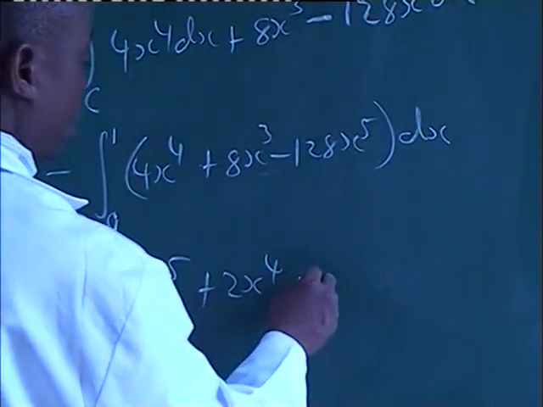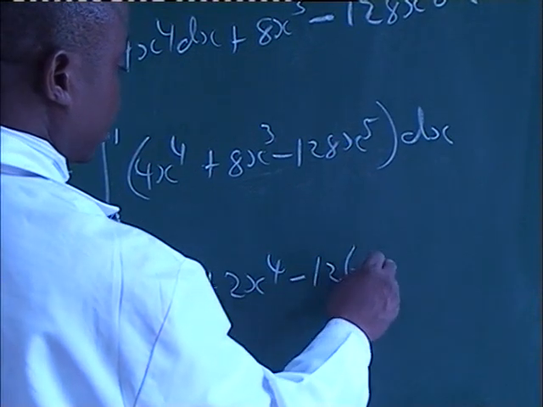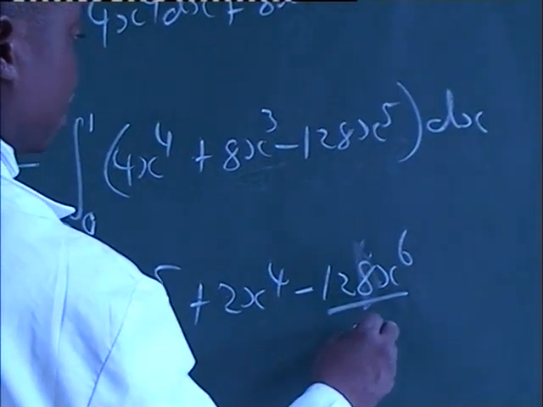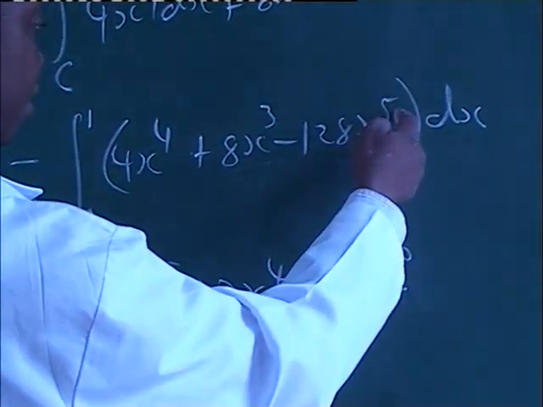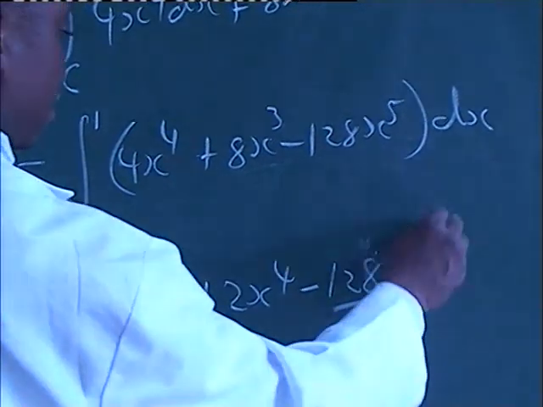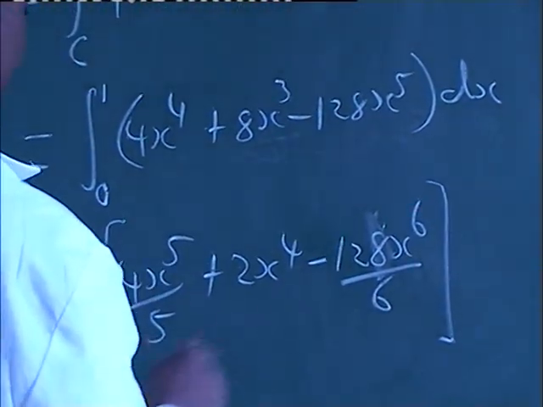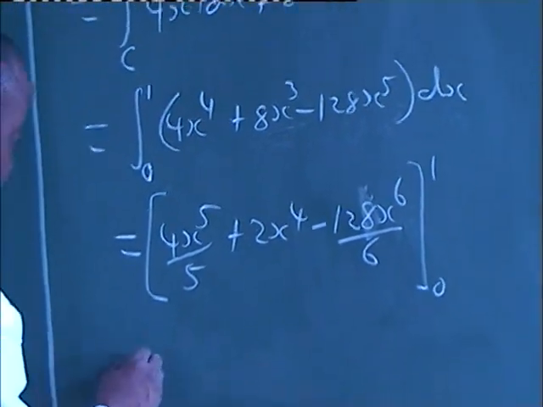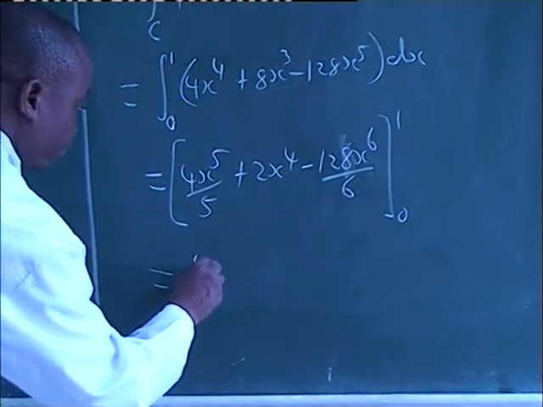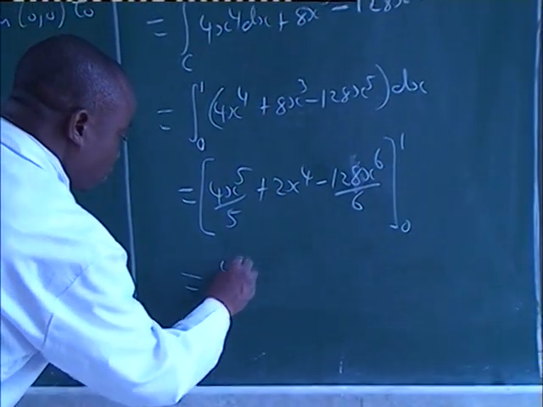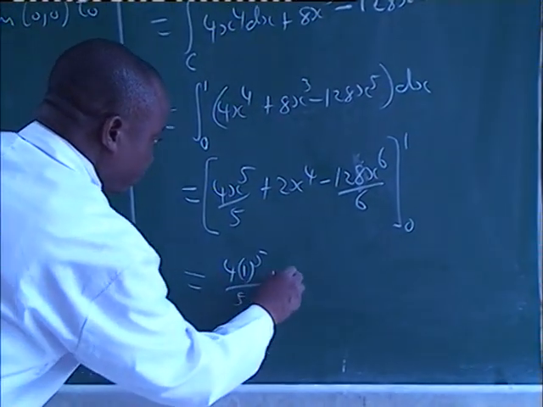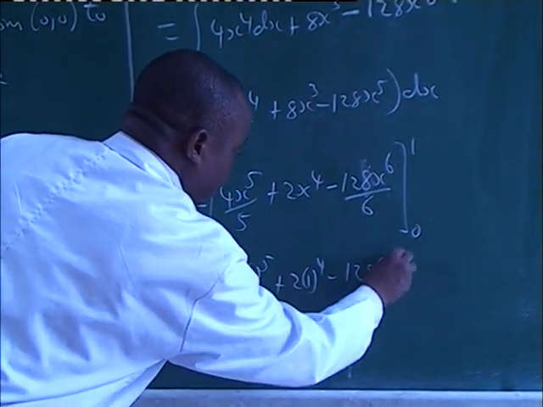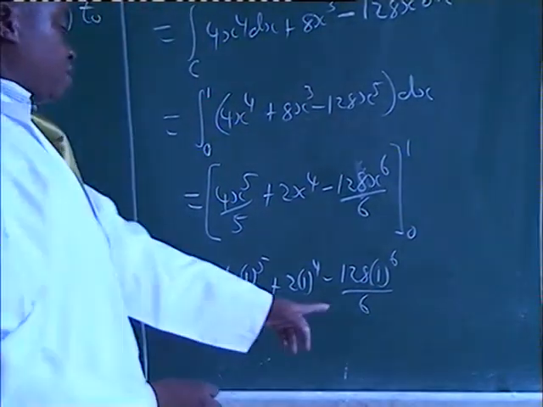And then this will be what? Minus 126 x raised to the power 6, okay, minus 128 x raised to the power 6 because of integration over 6. Then we pick the limit, which is 1 to 0, and that will give us 4 times 1 over 5 plus 2 times 1 raised to the power 4 minus 128 times 1 raised to the power 6 over 6.